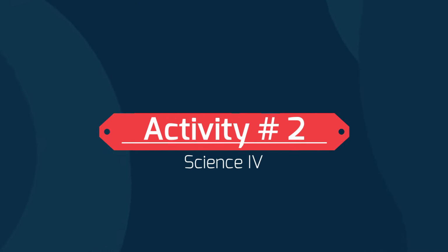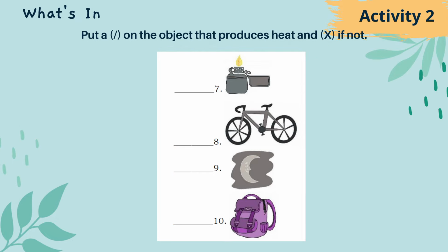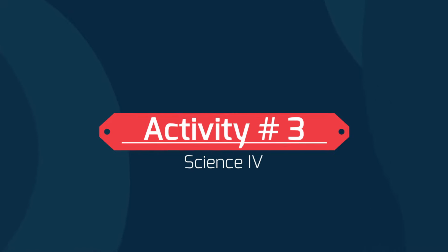Now, if you are ready, let us do activity number 2, What's In? Put a check on the object that produces heat and a cross if not. Now, class, let's do activity number 3. Look around your house.